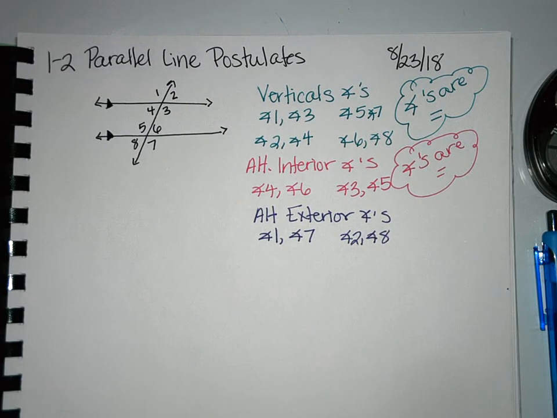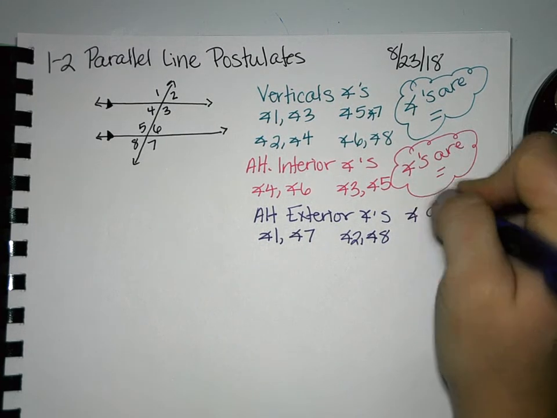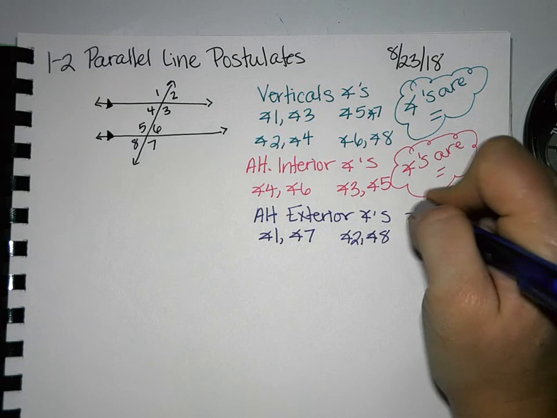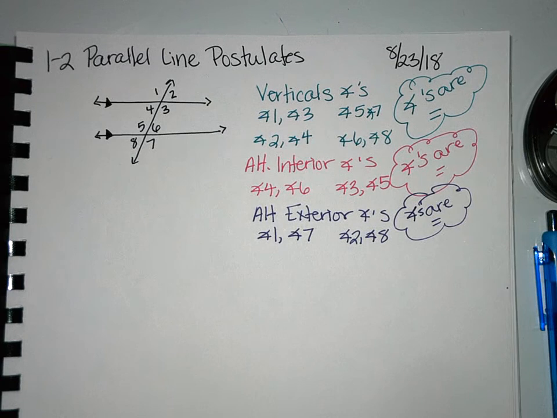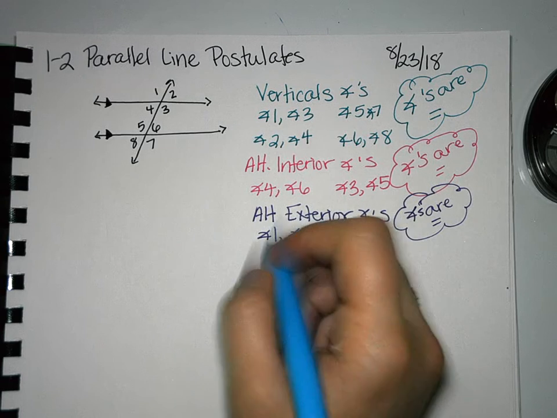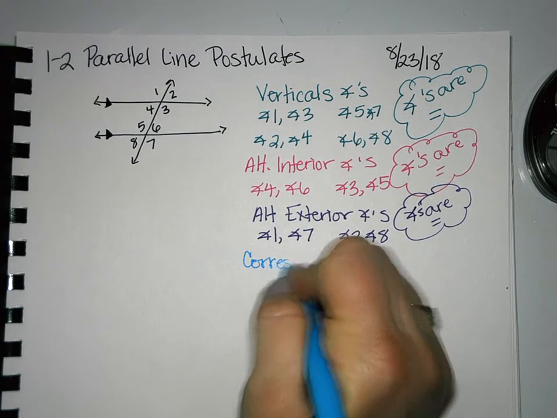Okay, so what do we know about the measurement relationship between alternate exterior angles? Anyone notice the pattern yet? Angles are equal or congruent. Okay, so again, that's going to be the piece we need to use in order to solve our equations. Okay, the next type that we have, corresponding.